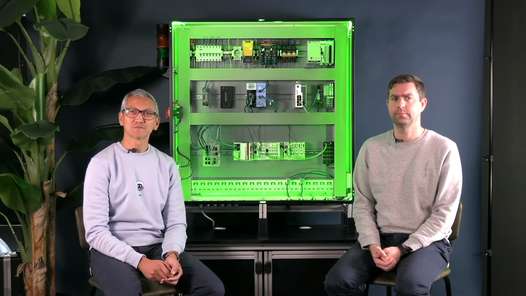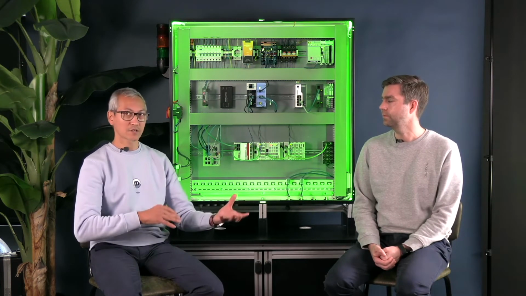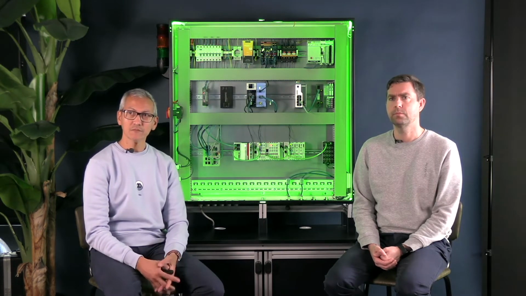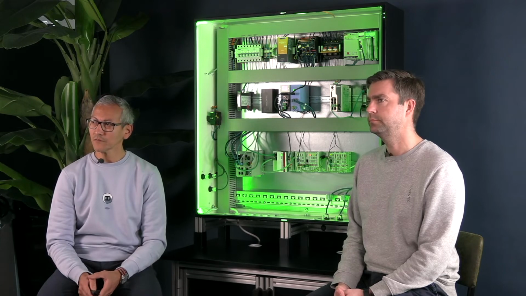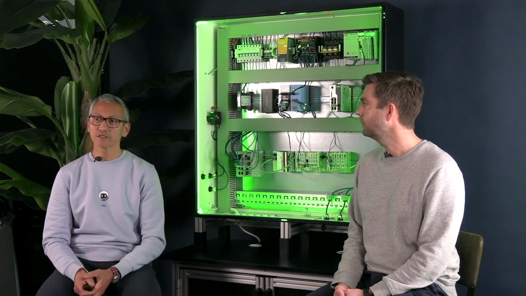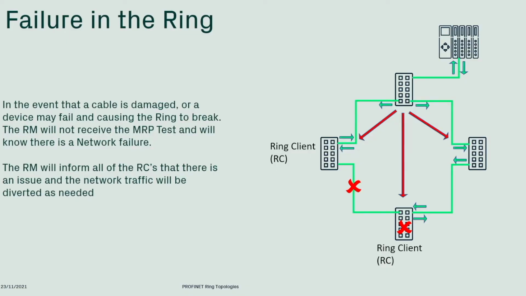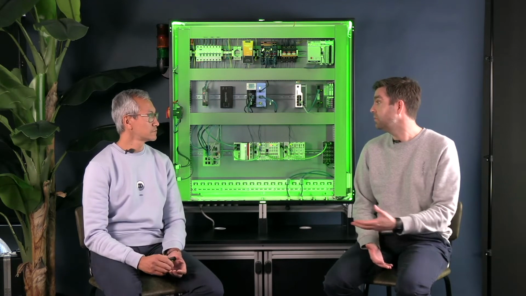Yeah. So, okay, now we have our network with managers and clients. So what happens now if there's a failure? Like I said, the communication is done between the different switches. There are clients in the network and the manager, and the manager will block one of its ports. And then the communication continues over the other switches. So if one of the ports or one of the connections fails, what happens at that point is that the test message doesn't go around anymore. So the manager sees, okay, there's something wrong in the network. And then the messages go the other way around.